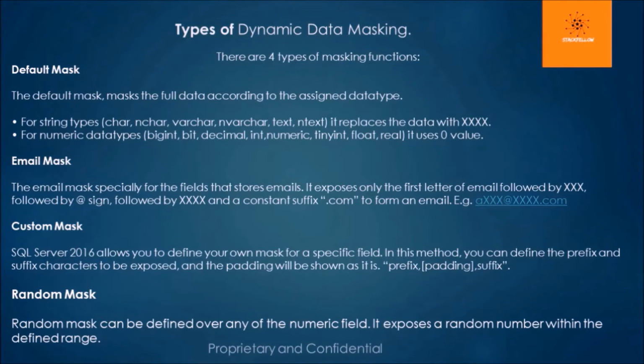Next is the email mask. The email mask is especially for the fields that store emails. It exposes only the first character of the email, followed by masking, followed by @, followed by masking and a constant suffix .com to form an email. For example, you can see a xxx@xxxx.com.